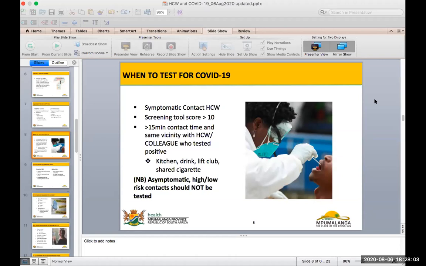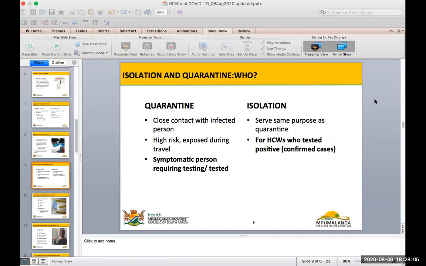We'll discuss it later why I'm saying this. So now we've got isolation and quarantine. Since we'll be talking about de-isolation and de-quarantine, I think it's also important to understand what these two terms mean. Quarantine usually refers to somebody who's a close contact with somebody who has been infected before or who has been traveling to a high-risk area.